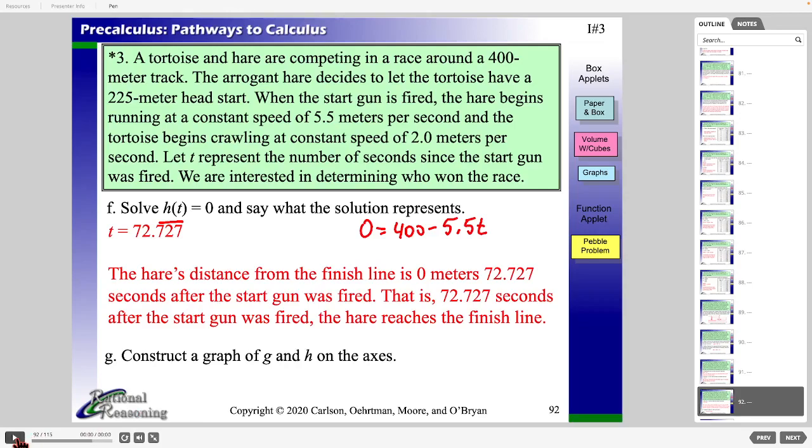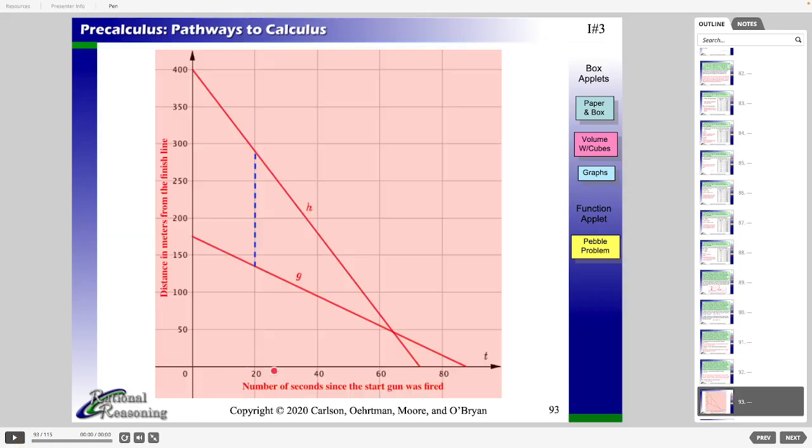We could construct a graph of both of these, and that's being done for us. So what we see is, at any given time, they're getting closer and closer together. And what you see is that the rabbit actually crossed the finish line sooner than the tortoise. So this is about right here at about 65 seconds. That's about when they cross. The rabbit passes the tortoise at that point.